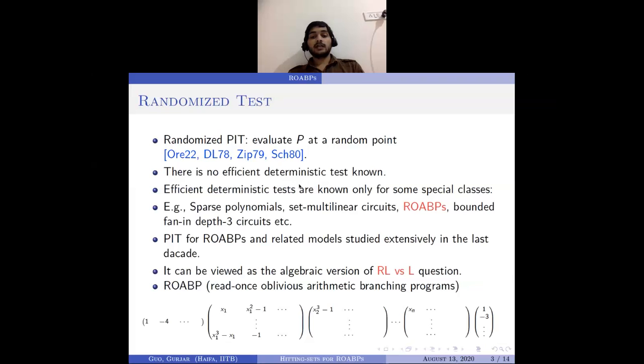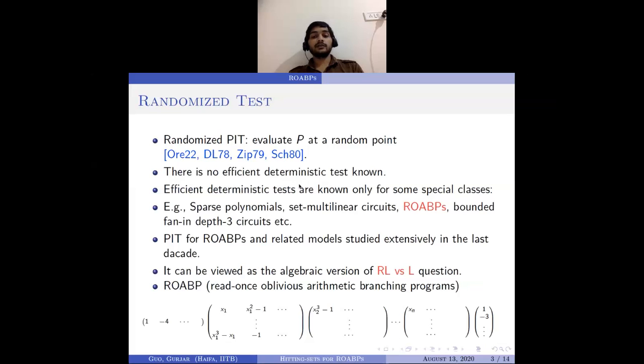An ROABP is given by an iterated matrix multiplication. Suppose you have n matrices. The first matrix has polynomials in variable x1, the second matrix has polynomials in variable x2, and the last matrix has polynomials as entries in variable xn. You have such matrices, you want to multiply them. Moreover, you have on the leftmost side a row matrix with constants, and on the rightmost side a column matrix again with constants, and that's an iterated matrix multiplication expression.